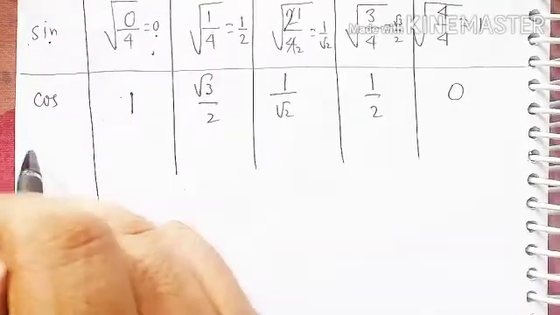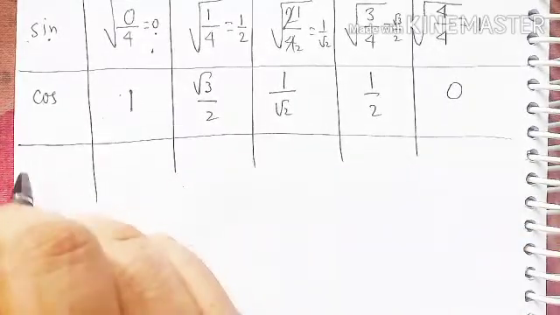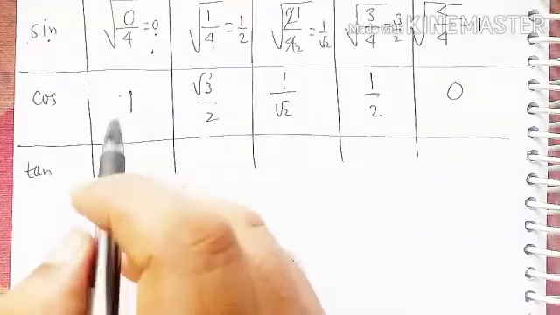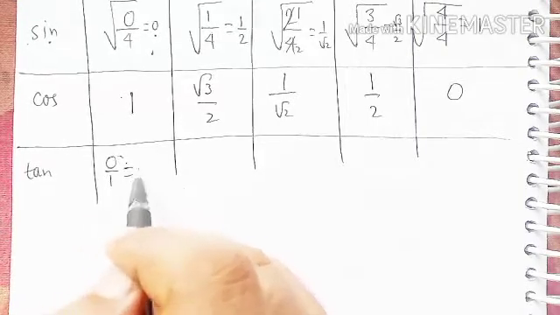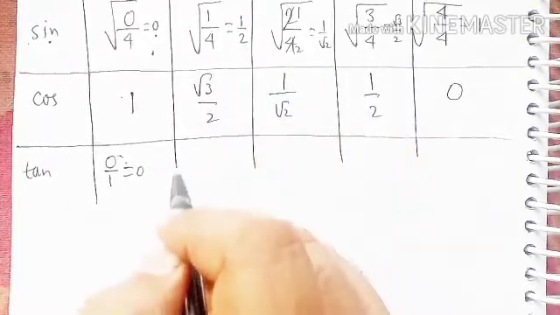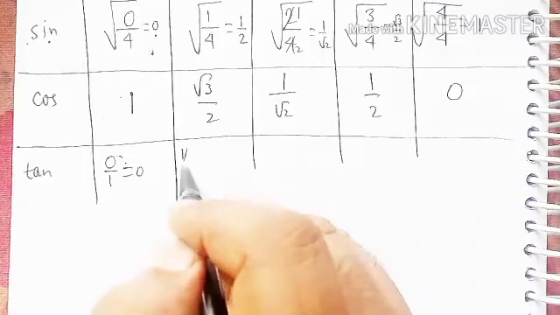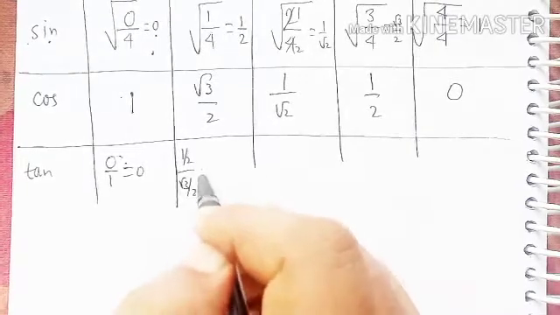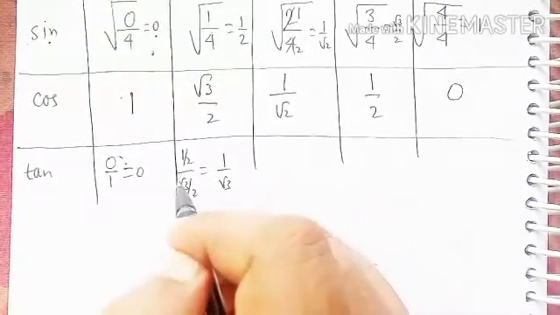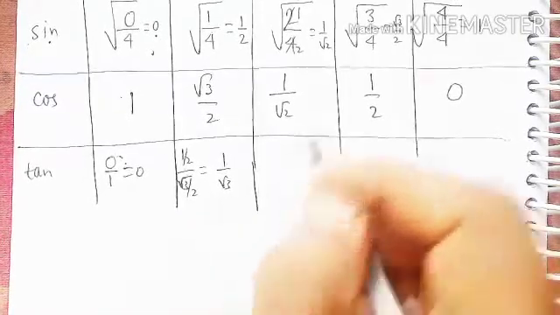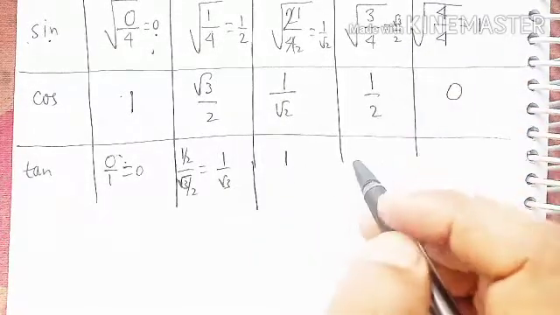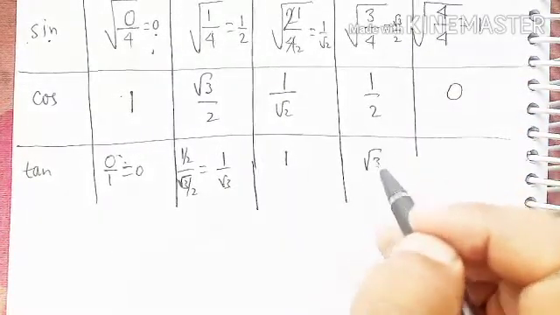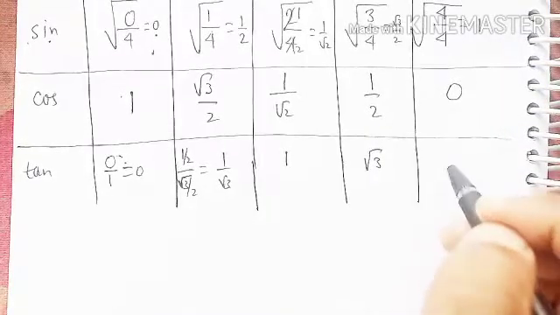Now we can write tan, cot. Tan is sin by cos, so 0 by 1 is 0. 1 by 2 divided by root 3 by 2 gives 1 by root 3. Here we have 1 by root 2 divided by 1 by root 2, this is 1. Root 3 by 2 divided by 1 by 2 gives root 3. And 1 by 0 is infinity.